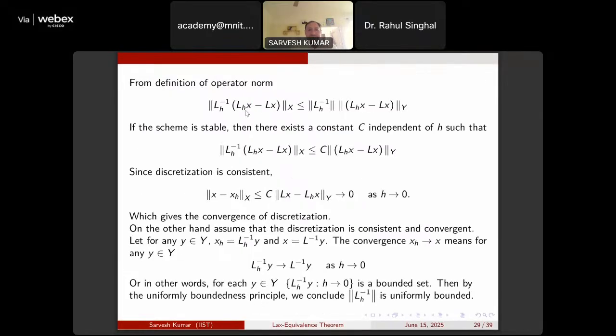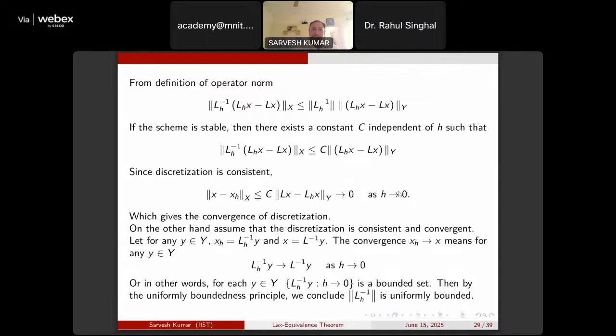And so that we can rewrite, right, by the definition of operator norm. If the scheme is stable, that means this LH inverse is bounded, right? This is given. So now this equation will satisfy this, right? It is given that this is consistent. What is my definition of consistency? It means LH will behave like L when s tends to 0. That means this term goes to 0 when s tends to 0. So since the scheme is consistent, I have the convergence. So the stability will give me the convergence.